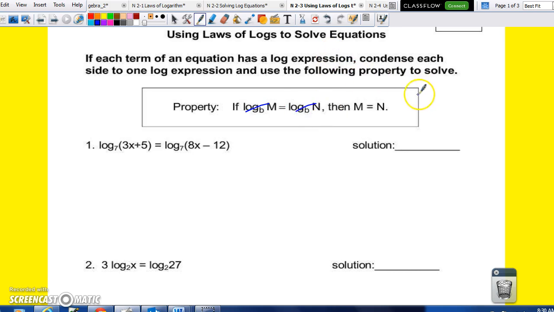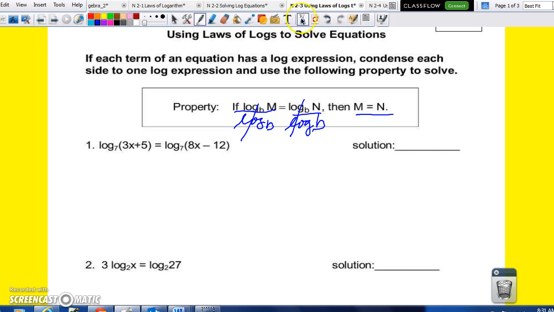So let's talk about why that happens. Because can't I divide by the log? So if I divide by log b and divide by log b, anything over itself is what? That's correct, 1. So wouldn't that just leave me with m equals n?